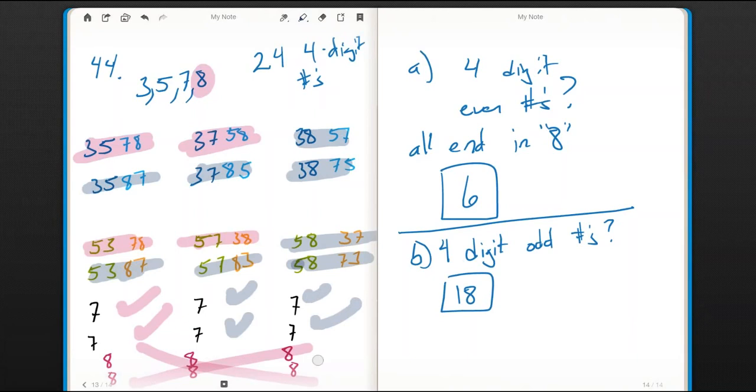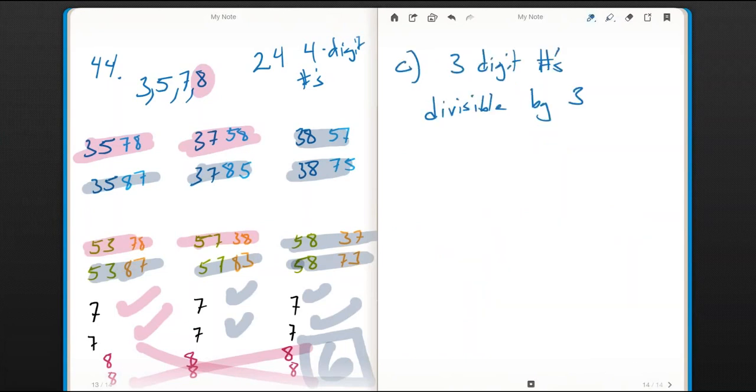But think about the 8s. I'm going to have 6 numbers in this group that are odd because they're all odd, because the even number is already used up. So if we're counting them, 4, 8, 12, and 6 is 18. That's how I know there are 18 4-digit odd numbers in these sets.